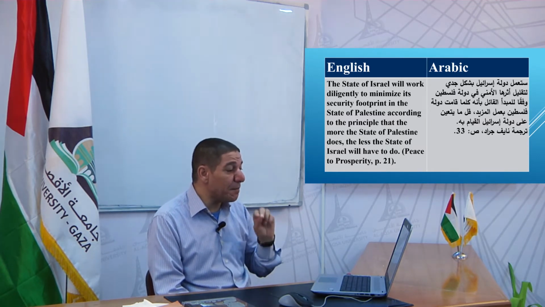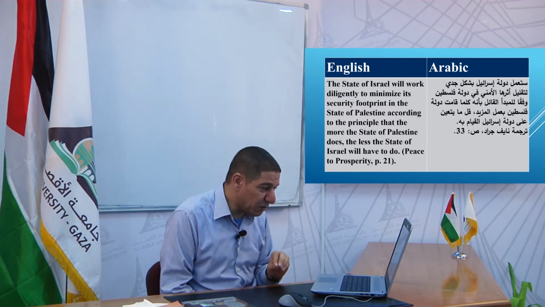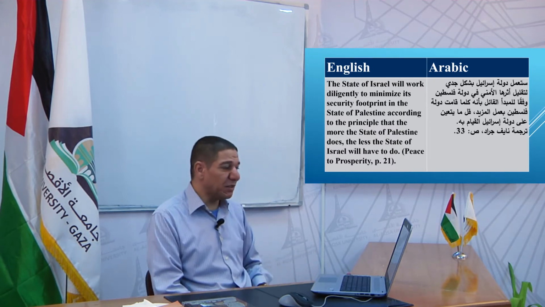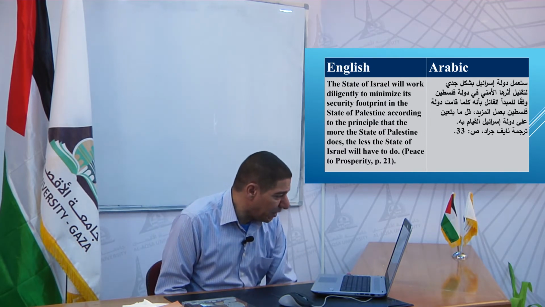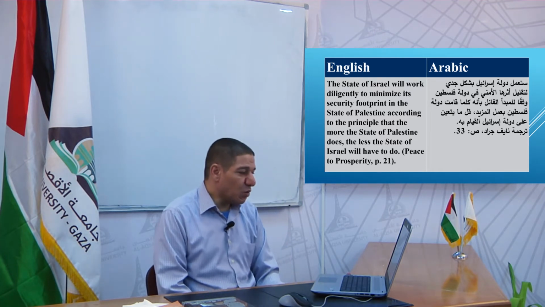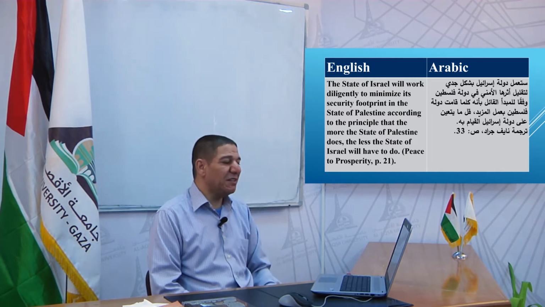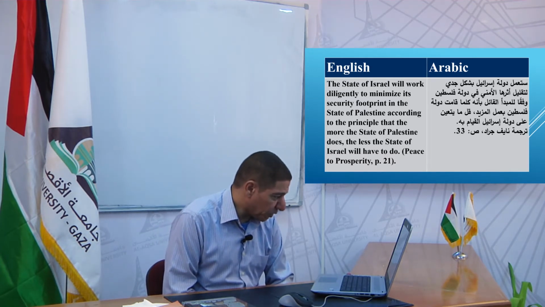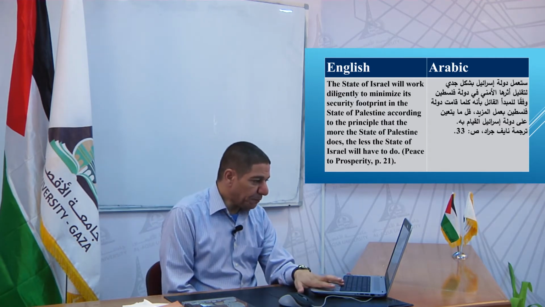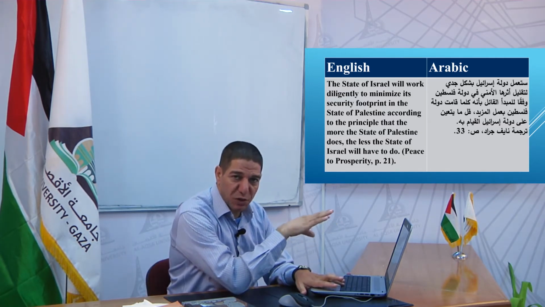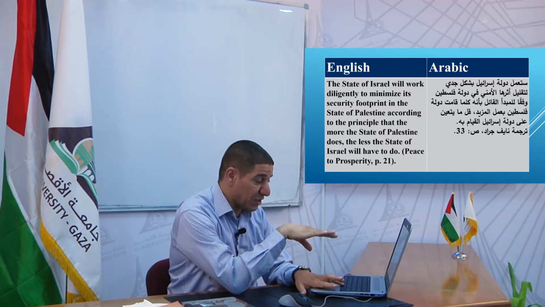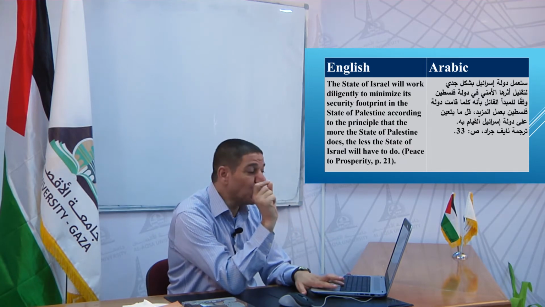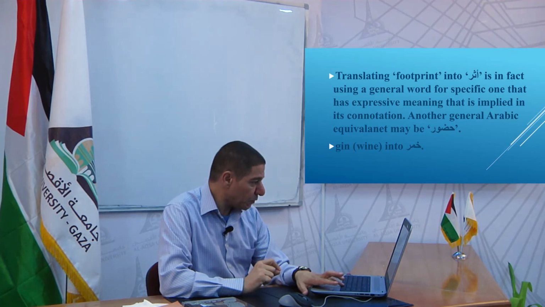لتقليل أثرها الأمني. أثرها security footprint. Some other translators would use حضورها الأمني في دولة فلسطين وفقا للمبدأ القائل أوكي بأنه كلما قامت دولة فلسطين بعمل المزيد قل ما يتعين على دولة إسرائيل القيام به. Okay? These are the things. We are not going to explain or analyze all these translational decisions taken in the Arabic sentence, but we focus on how footprint is translated. Okay?